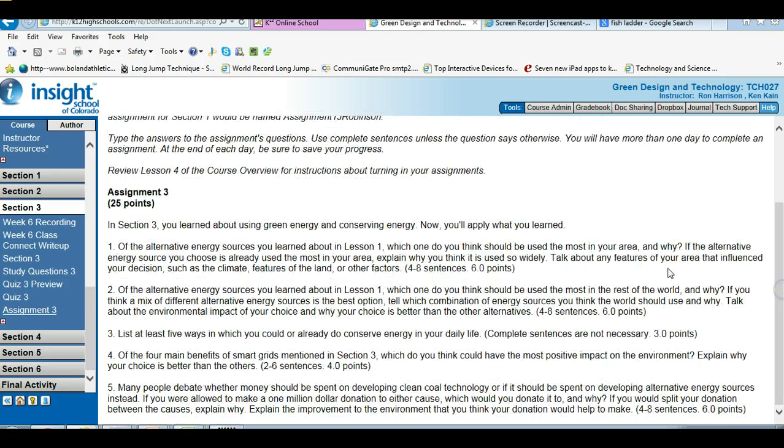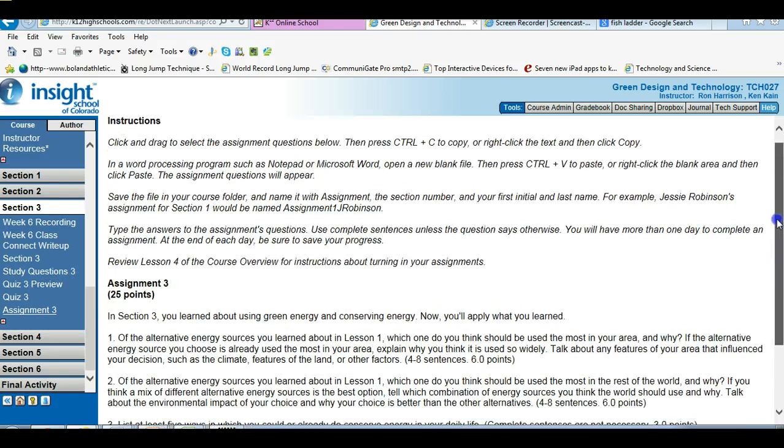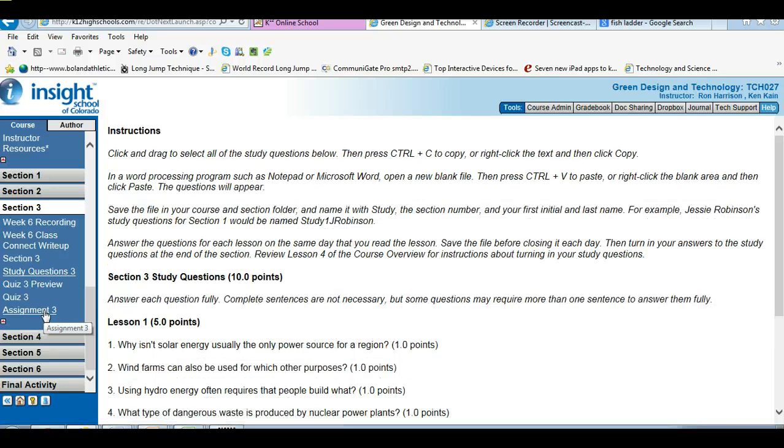For assignment 3, you're welcome to just turn these in as text in the Dropbox rather than turning in a specific file. That's on both the study questions and the assignments. Just do text in the Dropbox. You know how to do that. You don't have to do what they say up here in the directions. Just do it as text in the Dropbox. Makes it easier for me.